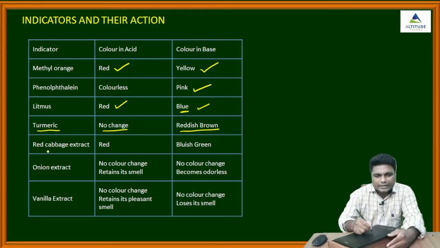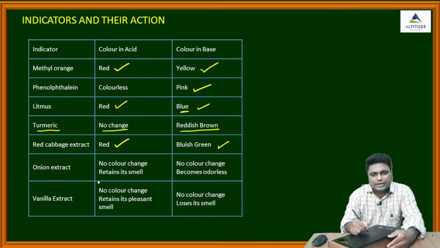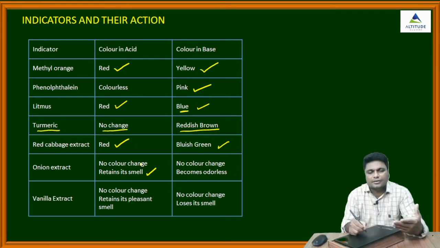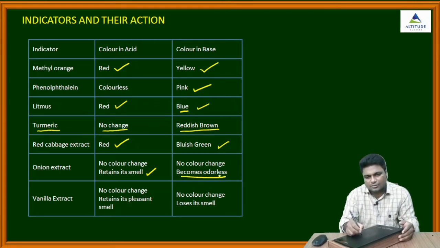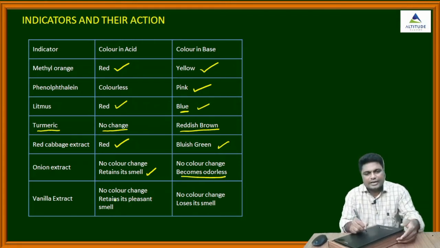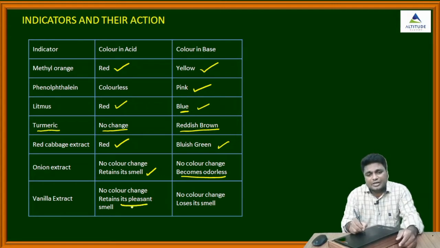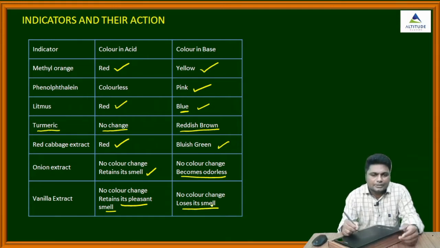Clear? Next, red cabbage extract is red in acidic medium and bluish green in basic medium. Onion extract shows no change in color, but the onion smell is retained in acidic medium. Whatever the original smell of the onion, that is retained in the acidic medium, but when onion extract contacts the base, the onion smell disappears; it becomes odorless. Vanilla extract shows no change in color and retains its pleasant smell in acidic medium, but in basic medium it loses its smell. These are the indicators and their actions in different media.